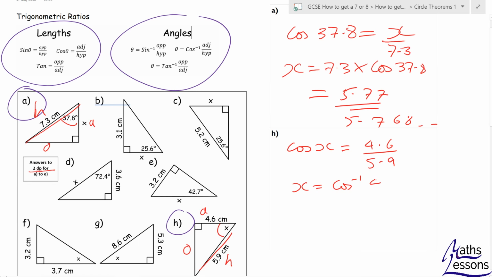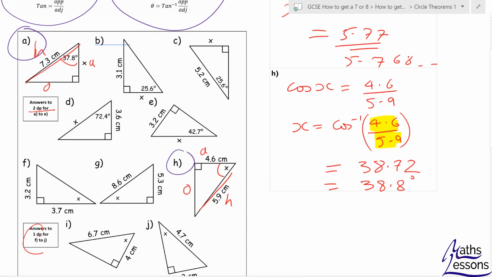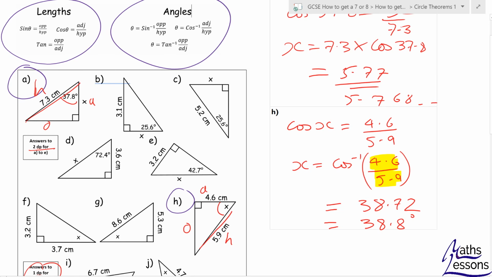You could type this into your calculator first, this bit, press equals and then do inverse cos of it. So we get inverse cos of that, and we should get 38.72, which is equal to 38.8 degrees. Notice it's for, where does it say? I think it said, oh, you can't see it. It says 1 dp for these, but you didn't say that. That's why I've written it to 1 dp.